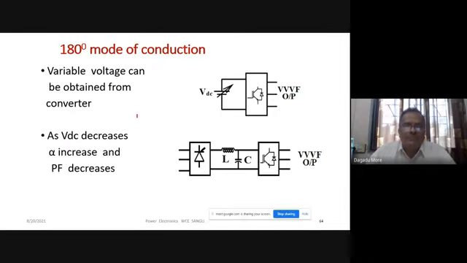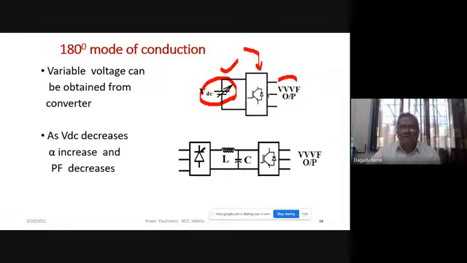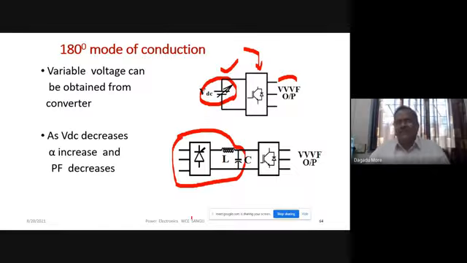So if you want variable voltage and variable frequency, we require a variable DC voltage at the input side. This is our 180 degrees mode of conduction. We have shown the symbol of the inverter here, constituting 6 devices. How do we obtain variable DC? Another option is to obtain it with a thyristorized converter, a 6 pulse converter, and an LC filter.